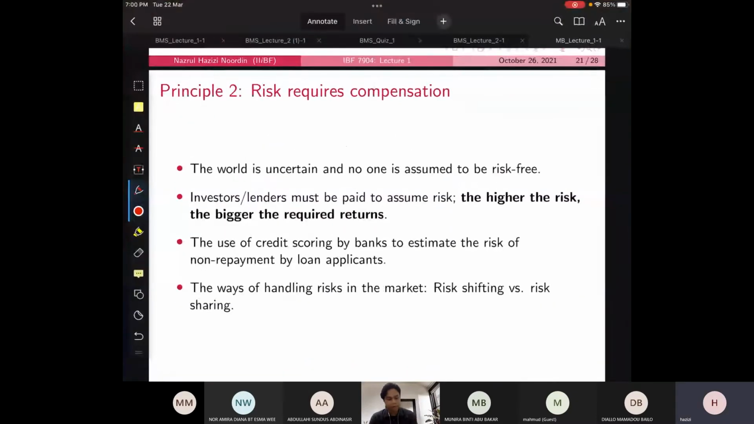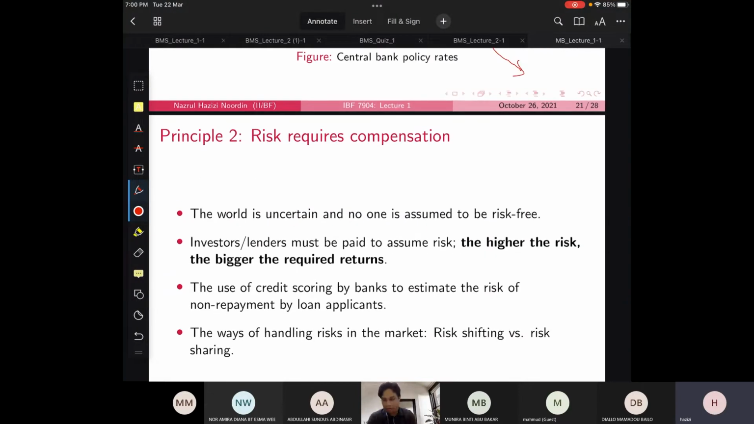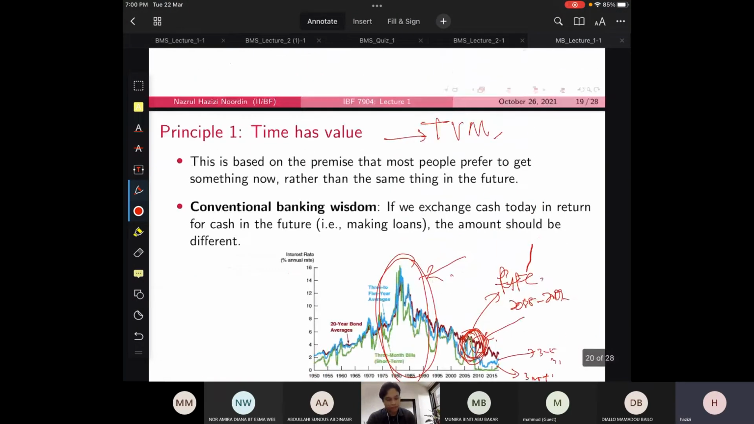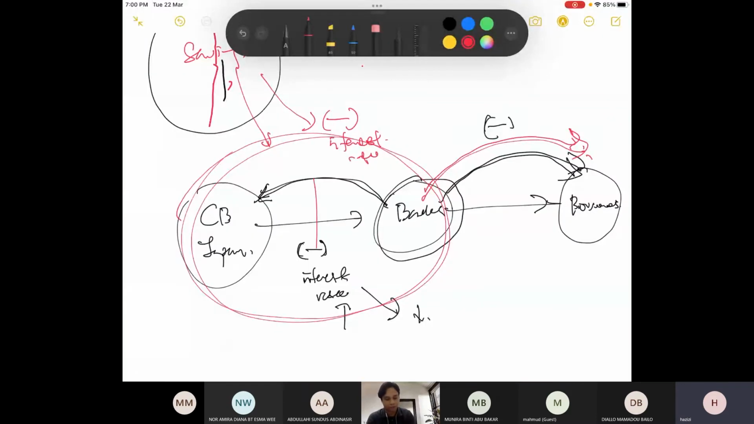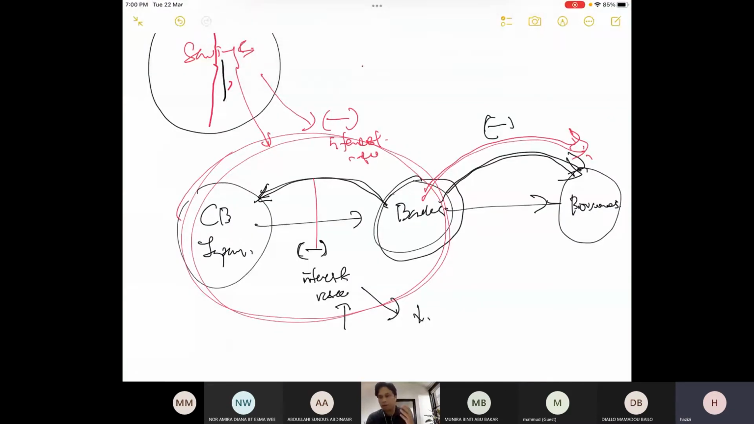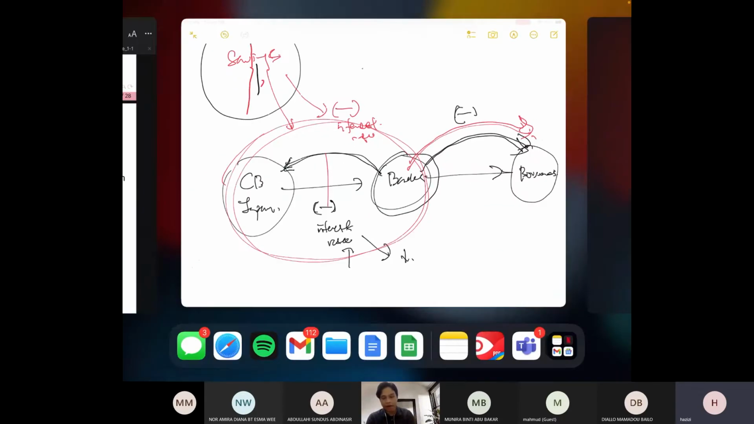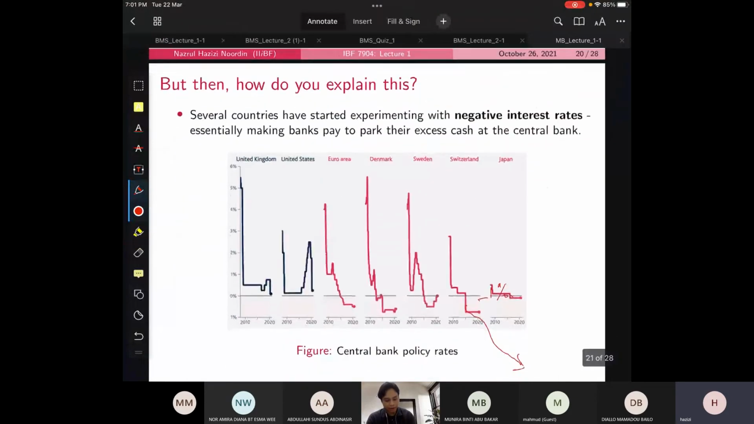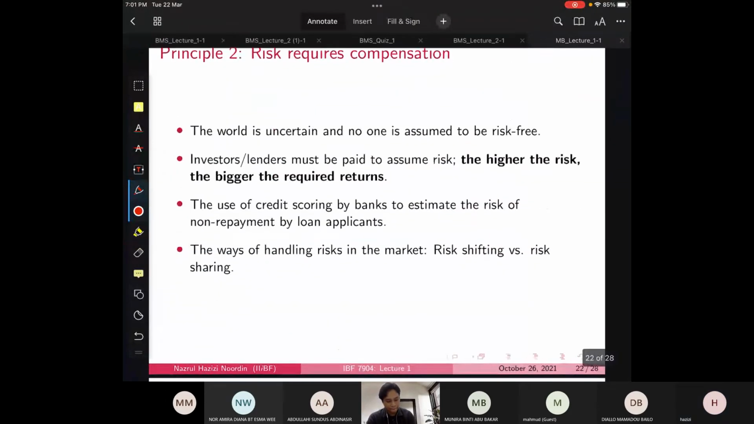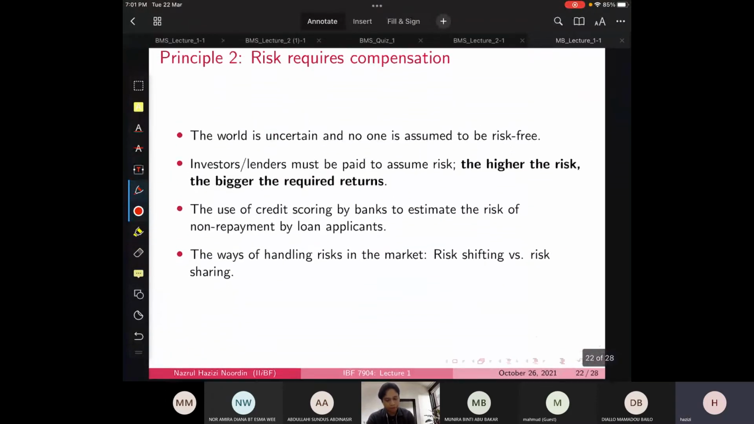Somehow this second principle says that risk requires compensation. We have discussed that in the first principle. I think I have summarized that different borrowers have different levels of risk. So the higher the risk, the higher the amount of return that I should be expecting as a lender.